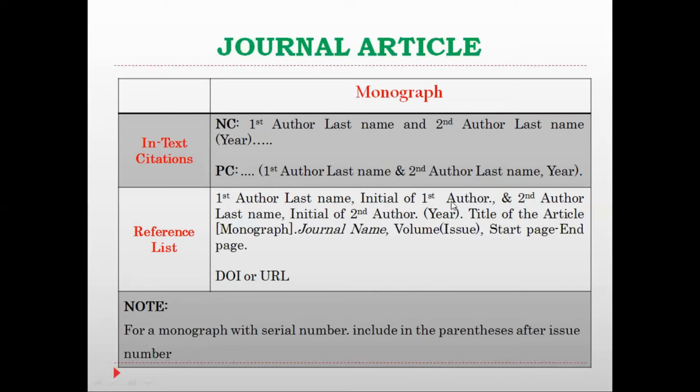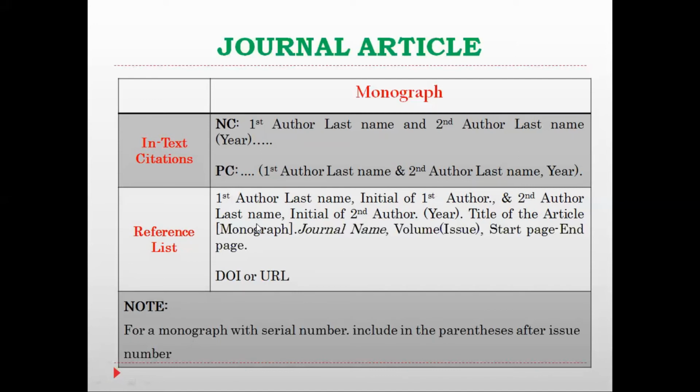Okay, all this will follow: Cruise, T., comma, and Bachchan, A., comma, year published, and the title of the article will be the same, but here within the square brackets you have to write that it is a monograph, and then you write the journal name, the volume and the issue, start page and end page, and similar will be here.